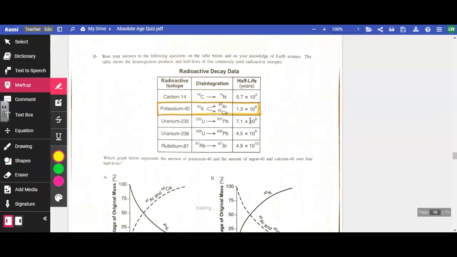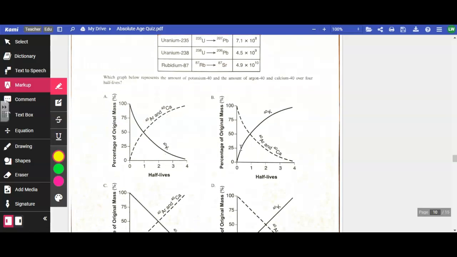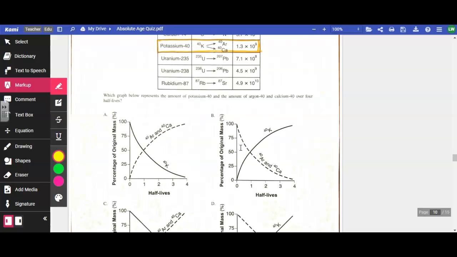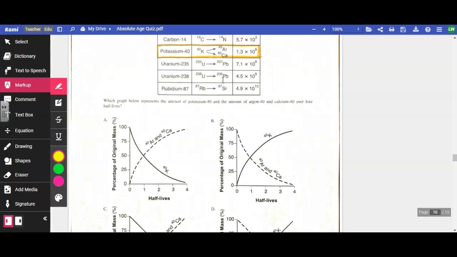So for number 16, you want to base your answer to the following question on this table below and your knowledge of earth science. The table shows the disintegration products and half-lives of 5 commonly used radioactive isotopes. Which graph below represents the amount of potassium-40 and the amount of argon-40 and calcium-40 over 4 half-lives? So we know that the disintegration products of potassium-40 are argon-40 and calcium-40. Okay, so what shows the appropriate decay of potassium-40 and the increase of argon-40 and calcium-40?